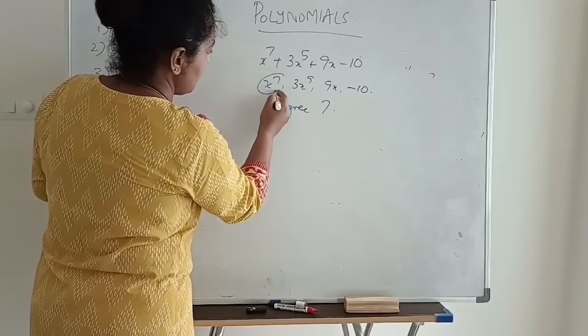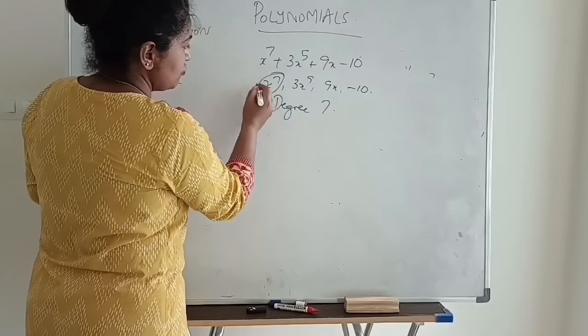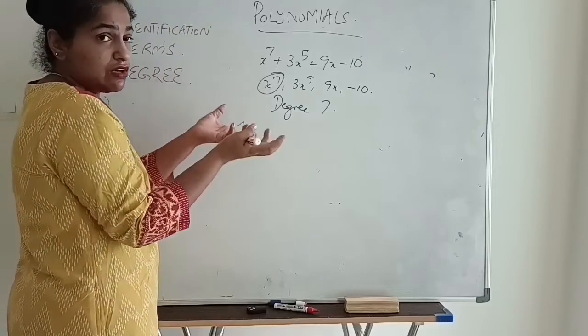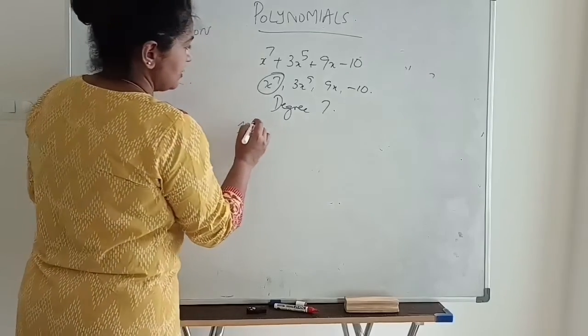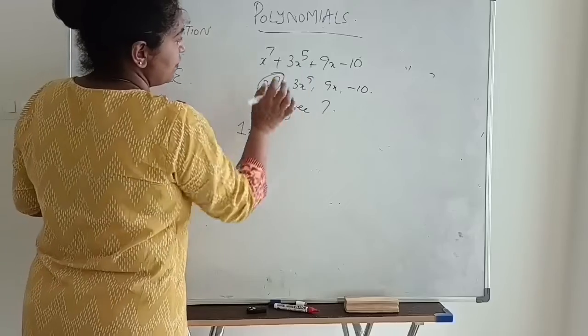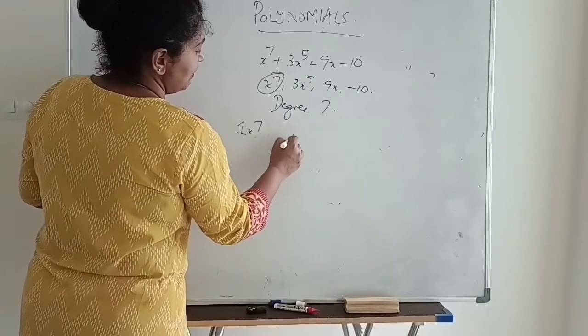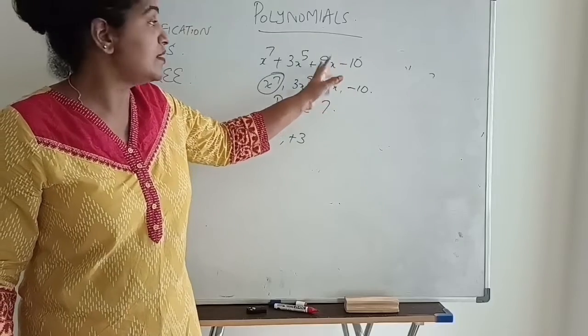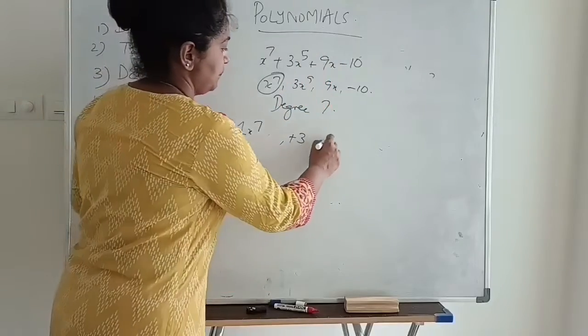So x raised to 7. What is the integer next to x raised to 7? It is a 1. It cannot be a 0 because then the x raised to 7 will not exist. 1 x raised to 7. In the second case, what is the coefficient? It is a plus 3. In the third case, what is the coefficient? It is a plus 9.